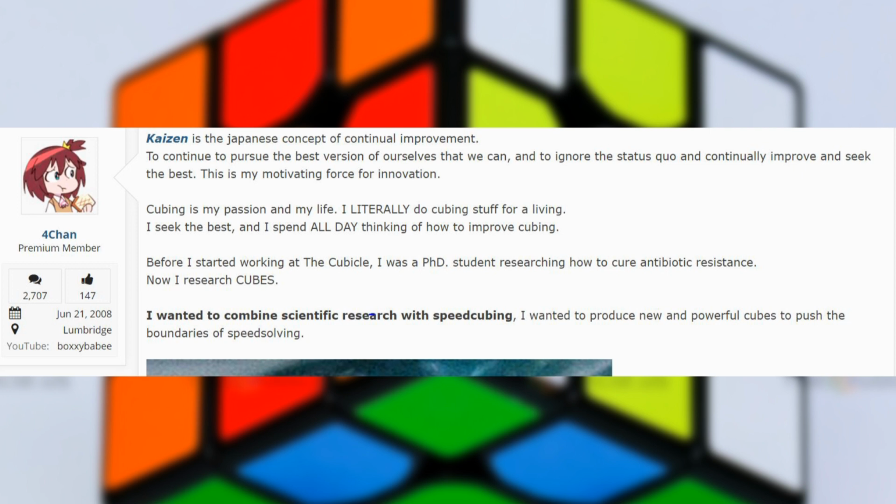This sentence right here got me the most excited. I want to combine scientific research with speedcubing. That right there is really exciting to me because that's something I've been waiting for a really long time. Now, for those of you who don't know me, I'm a science person. I love science. I just like the scientific process in general and experiments and stuff like that. I think it's the best way to improve anything. And especially in cubing, that's something that's been lacking for a while. We haven't really had that sort of drive to improve cubes that much when we really can.